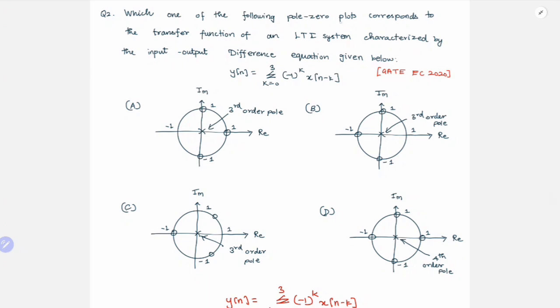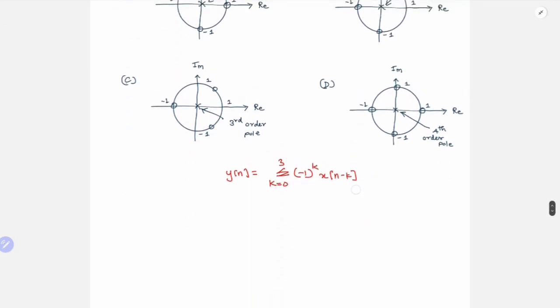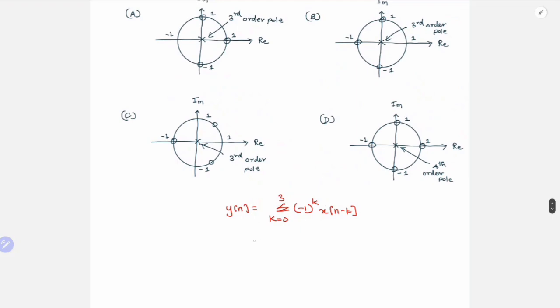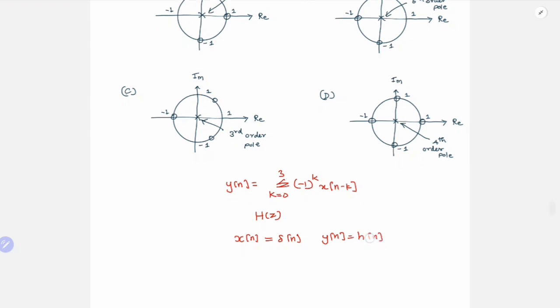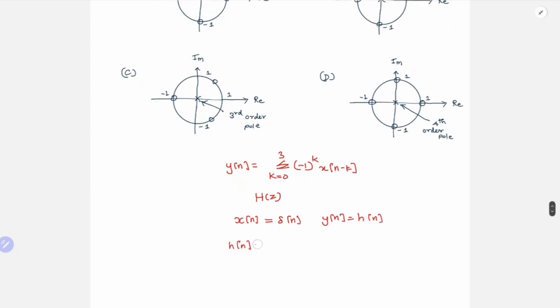They are asking for the pole zero plot of the transfer function. So for the transfer function, we need to find H of z. How do you do it? We first pass x of n equal to delta of n, then your y of n will be equal to your impulse response. So you first find the impulse response.